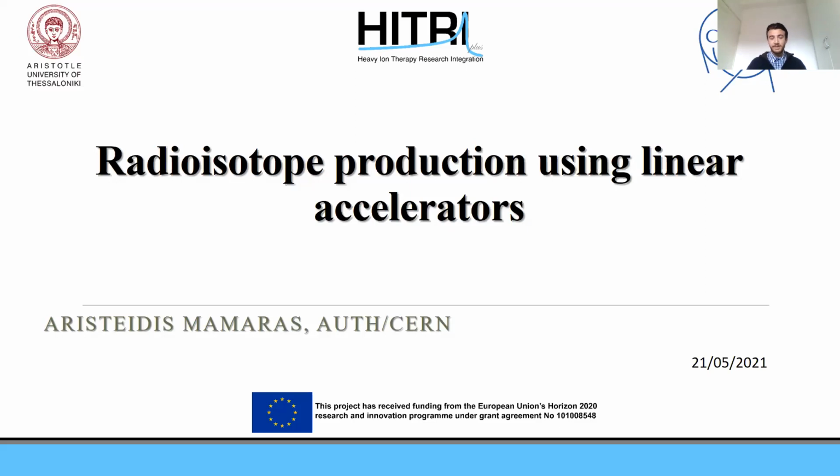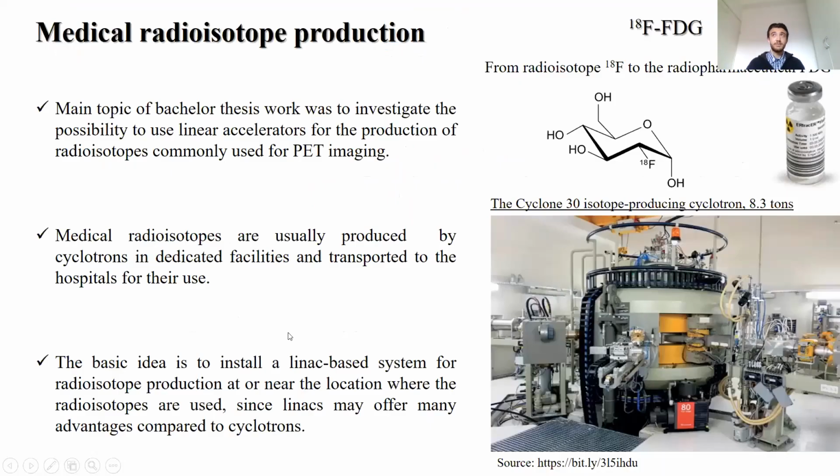So now I'm continuing with my presentation, which is focused on radioisotope production using linear accelerators. This subject started along the lines of my bachelor thesis at Aristotle University, where I had to investigate the possibility of using linear accelerators for production of radioisotopes commonly used for PET imaging. The most well-known example is fluorine-18, as you can see on the right-hand side, which is produced by an accelerating system and then labeled to the molecule of glucose, creating in that way, through a chemical process, fluorodeoxyglucose.